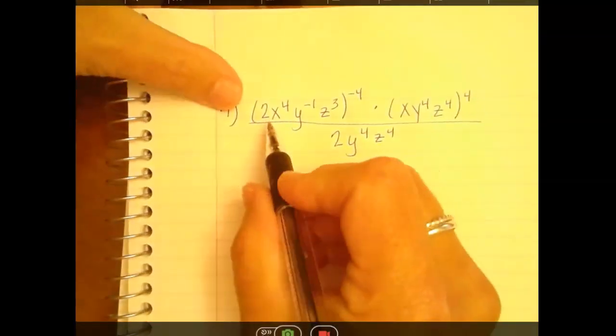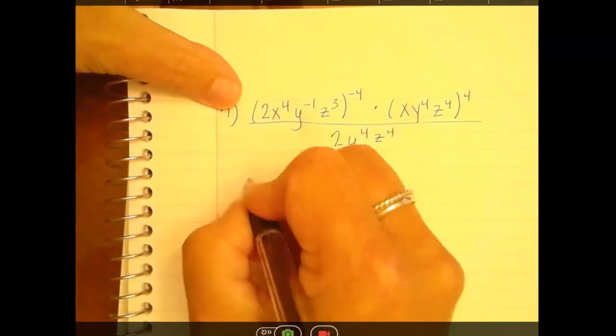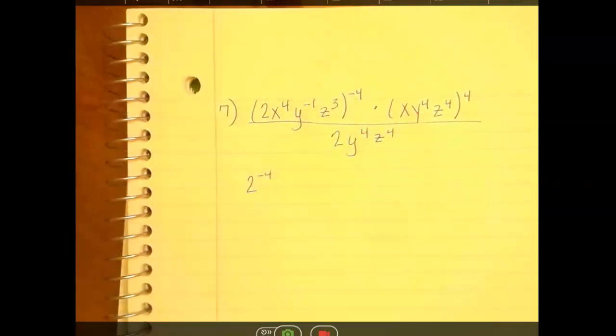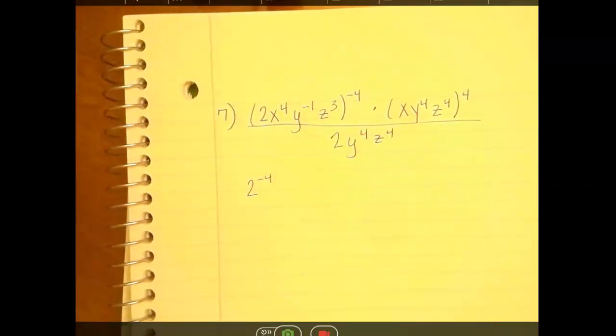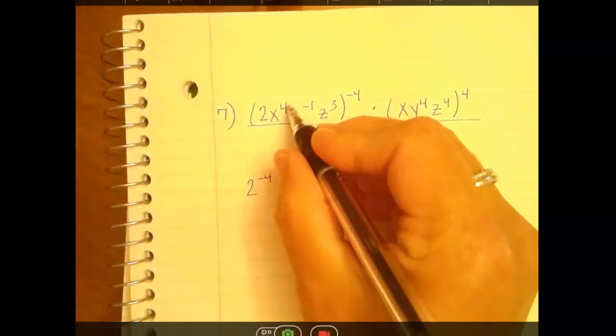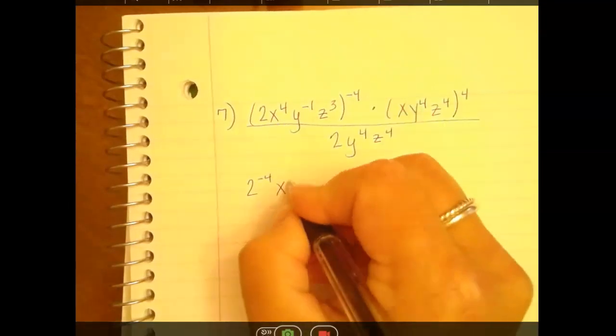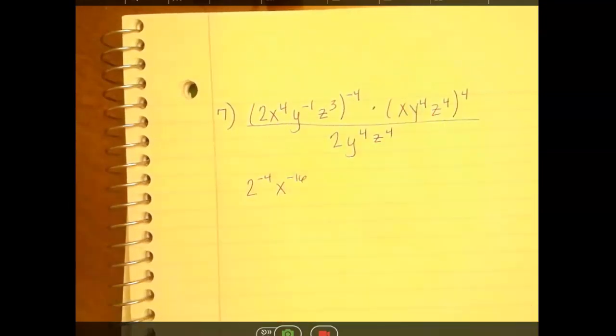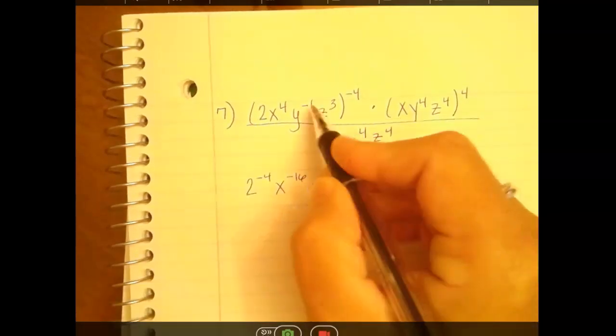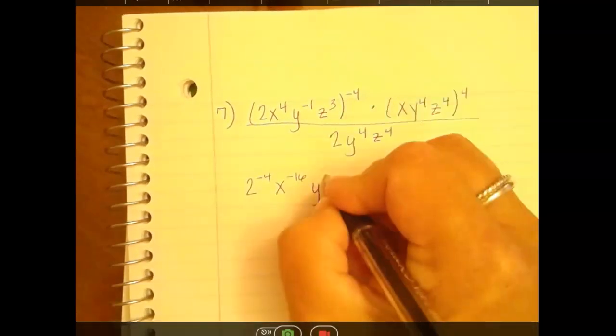So 2 to the negative 4 power. I'm not going to figure that out yet. I'm just writing it to the power. I'm going to show you how to figure this out in just a second. X to the 4th to the negative 4. 4 times negative 4 is negative 16, so X has a negative 16 for its power. Y is negative 1 times negative 4, so now Y has a positive 4 power.